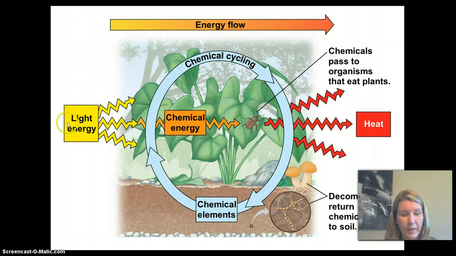So we can see it here. Light comes in, it's a one-way path, it's ultimately released as heat. Chemical energy, however, is continually recycled. Comes up here in a plant, gets fed on by a bug. This organic material is broken down by decomposers, and those elements are returned to the soil, absorbed by another plant, so forth and so on.